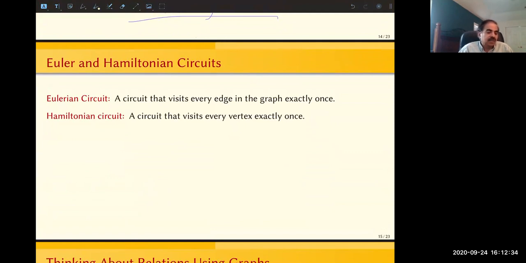Let's talk about two types of circuits in a graph. A Euler circuit is a circuit that visits every edge in the graph exactly once. A Hamiltonian circuit is kind of similar, but instead of ensuring that every edge is visited once, it ensures that every vertex is visited exactly once.